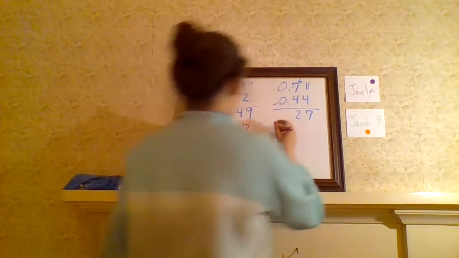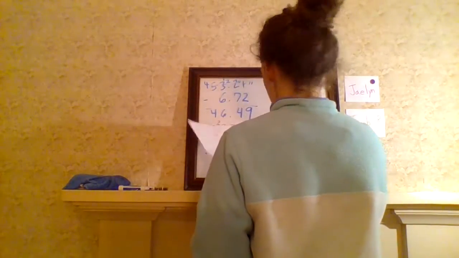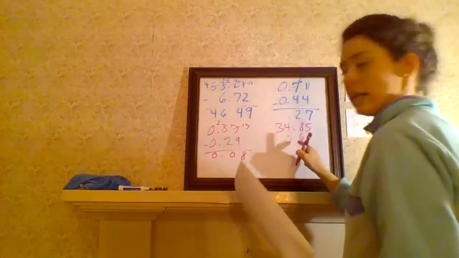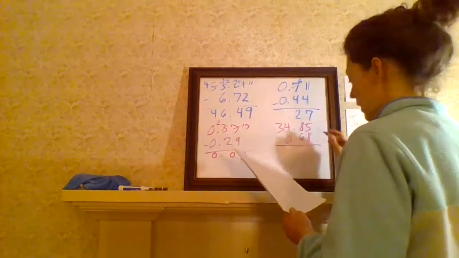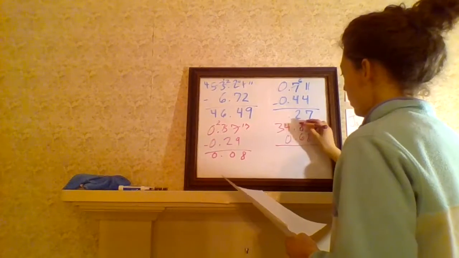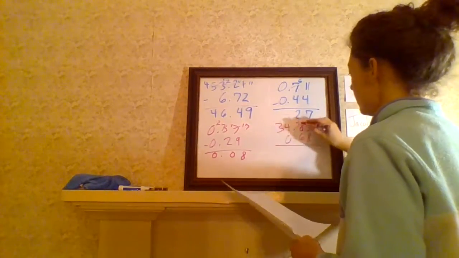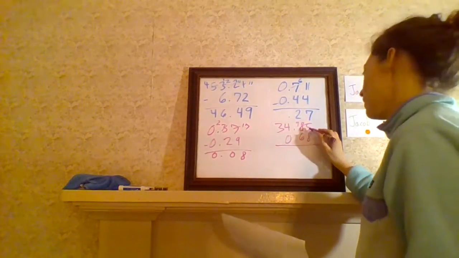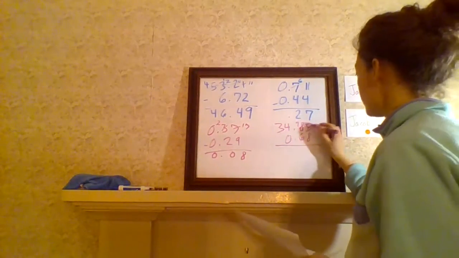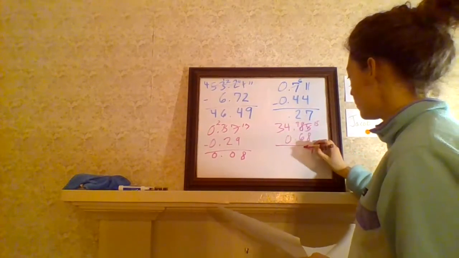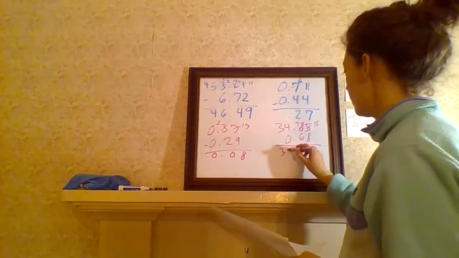Okay, we'll try one more where you have to regroup. 34.85 minus 0.68. Remember, we're always lining up these decimal points here. Okay, 5 minus 8. We can't do that. Let's borrow from here. Take one of these. That becomes a 7. And when we have 1 tenth and change it into hundredths, we'd get 10 hundredths. 10 hundredths plus 5 hundredths is 15. 15 minus 8 is 7. 7 minus 6 is 1. And then we have 34.